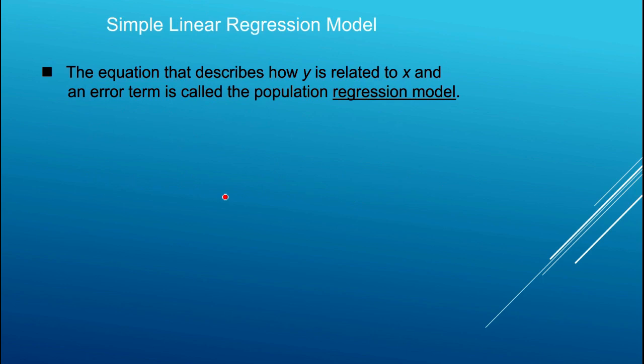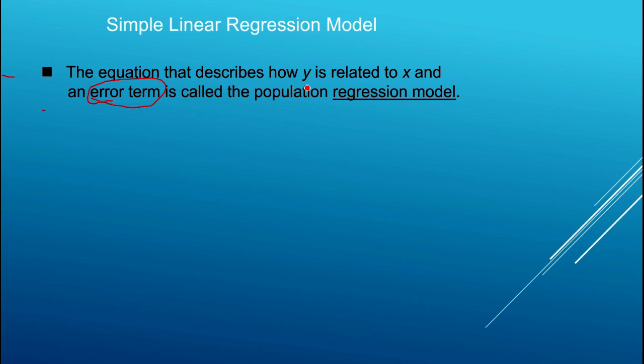So the simple linear regression model is an equation that describes how a y variable and an x variable are related to each other. But the y variable and the x variable won't be perfectly related to each other. After all, this is statistics and there's always some uncertainty. So the relationship between y and x has a component to it that's predictable and a component to it that is not predictable. And the piece that's not predictable in the relationship between y and x, sort of the stochastic piece, is what we call the error term.